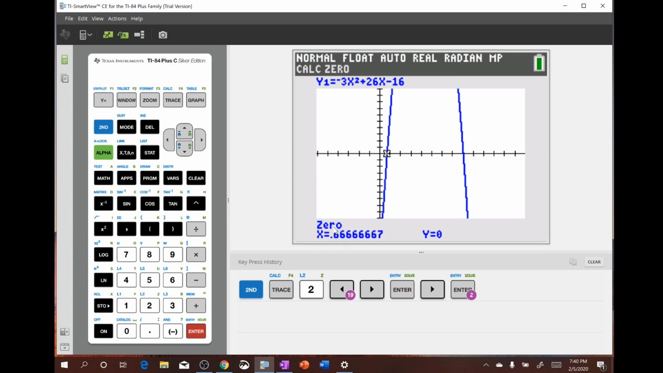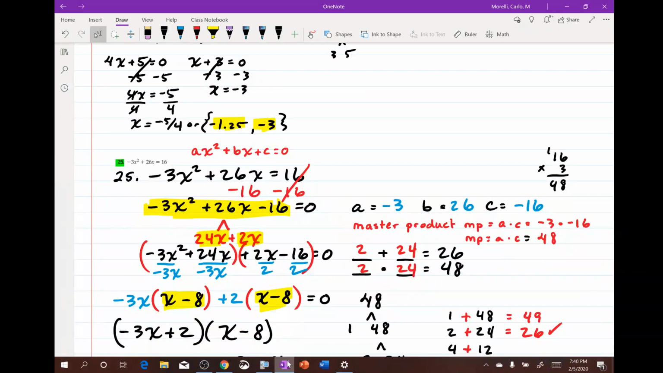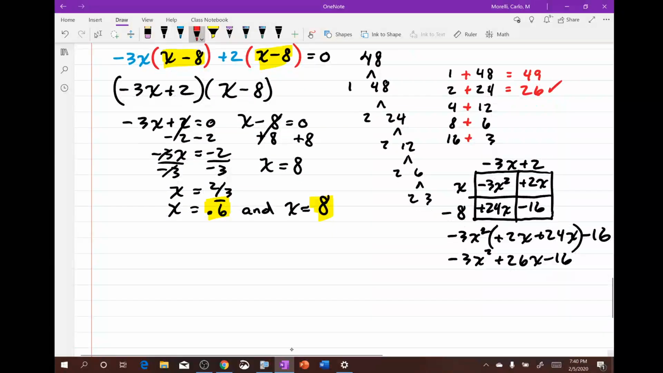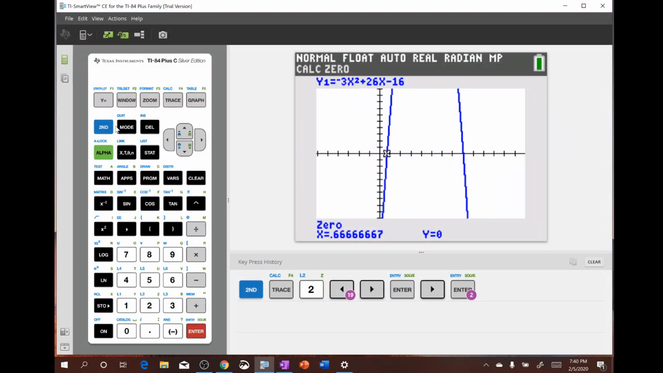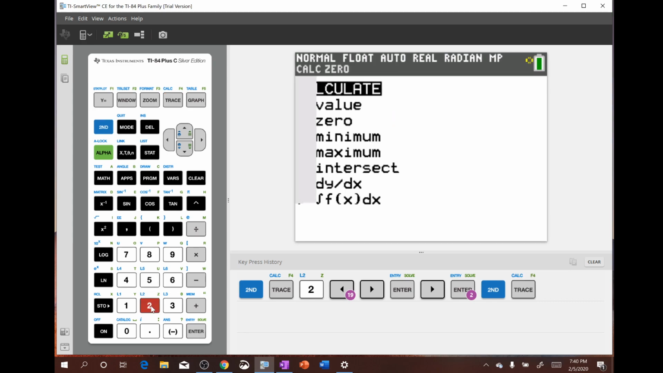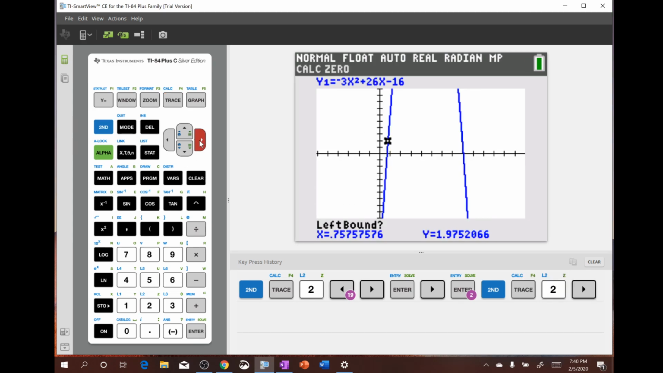So we just checked this one. Okay. We know that this dude right here is correct. We just double checked it in the TI. Now let's check the other one. Hit second trace 2. And now move this dude. You have to go all the way up. It's going to take a second.